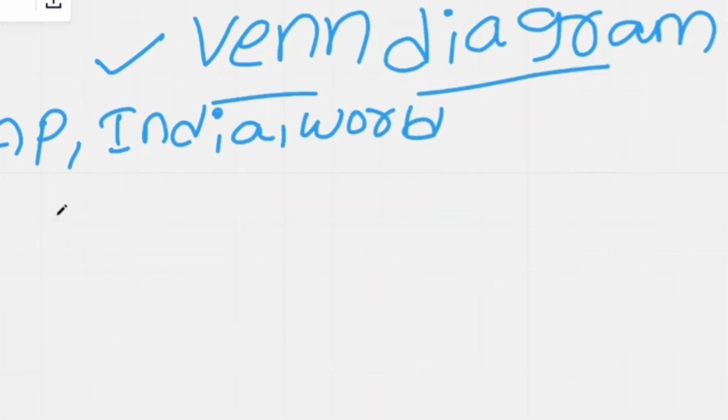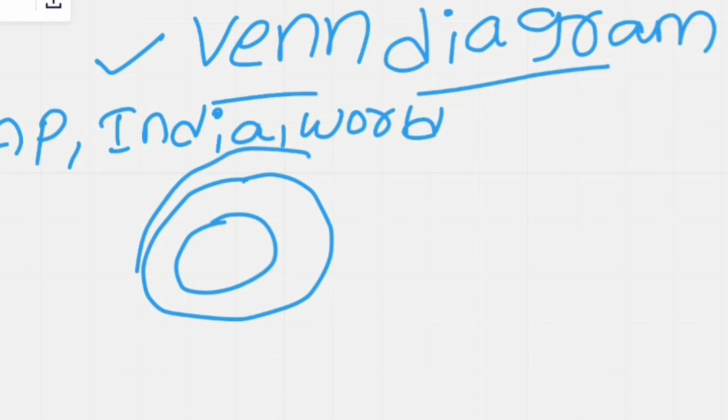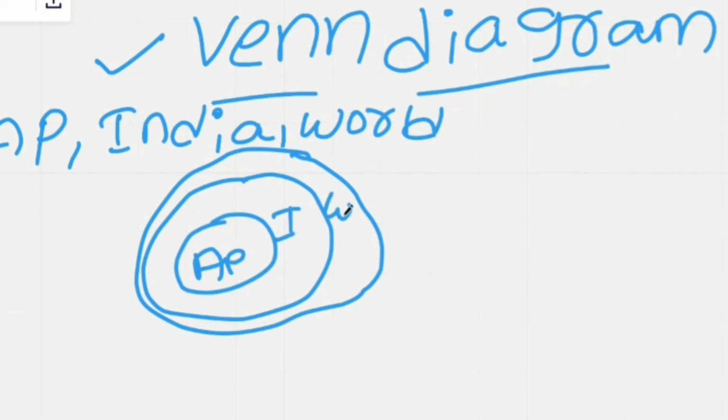This question was asked in one of the previous year question papers. They have given AP meaning Andhra Pradesh, India, world. So how to draw it exactly: Andhra Pradesh is in India, and India is in the world. So I'm drawing it like this: Andhra Pradesh is in India and India is in the world. This is the exact diagram. You need to pick the option given below that shows AP is in India and India is in the world. I hope you got some clarity on how to draw Venn diagrams. This is the easiest way I'm telling you.